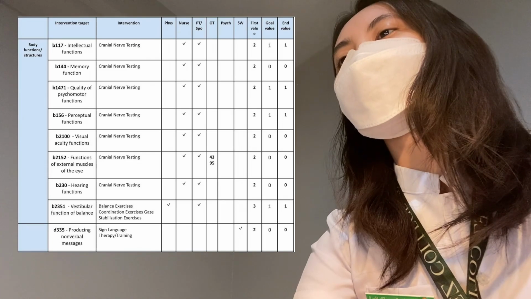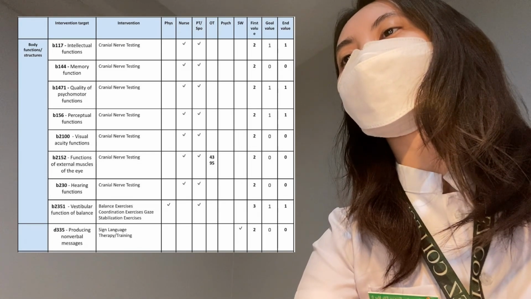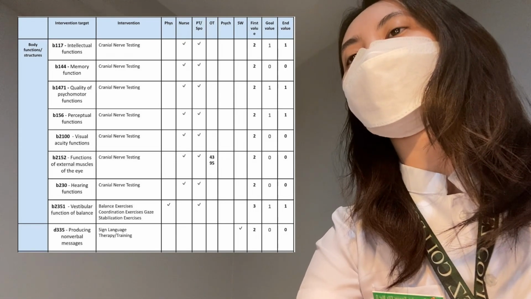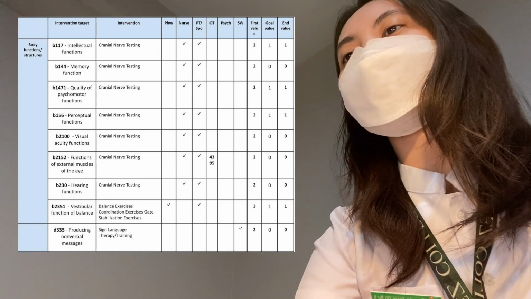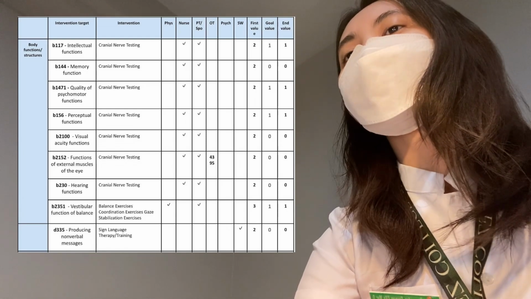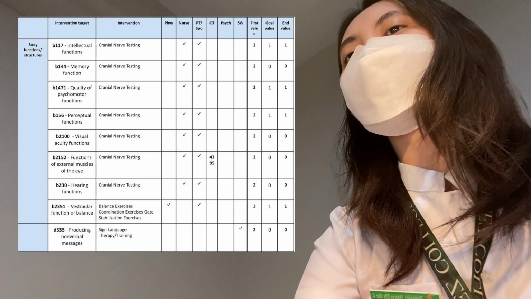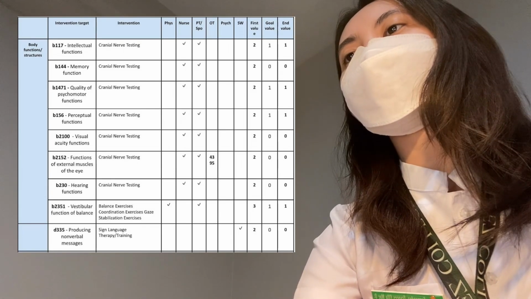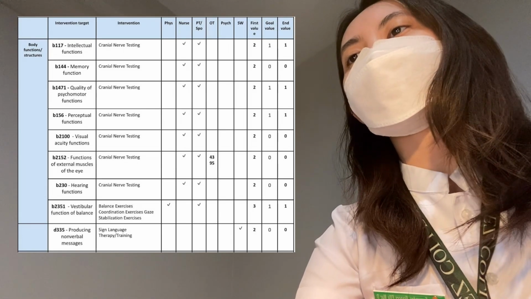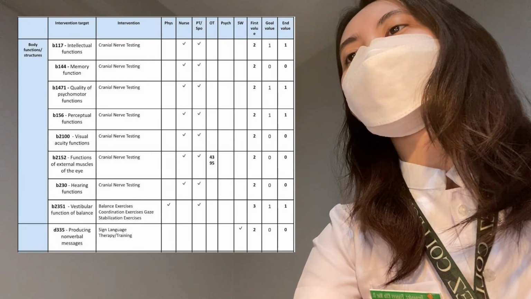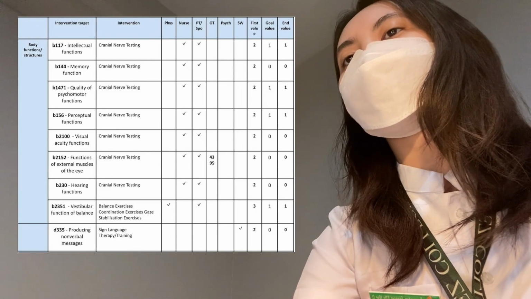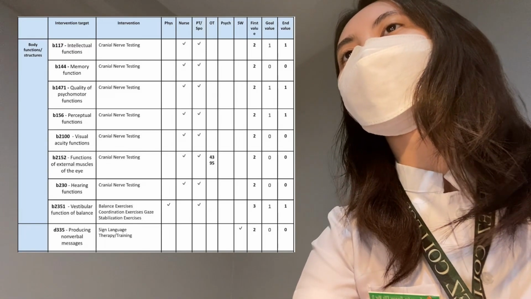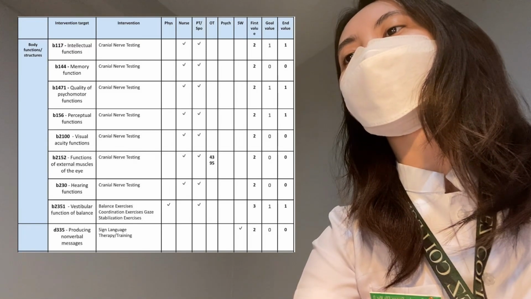Then we also have B2351 for vestibular function of balance. For balance exercises, coordination exercises, gaze stabilization exercises, first value would be 3, goal value is 1, end value is 1. Then we also have D335 for producing nonverbal messages. The intervention for this one is sign language, therapy, and training. The first value is 2, goal value is 0, and the end value is 0.